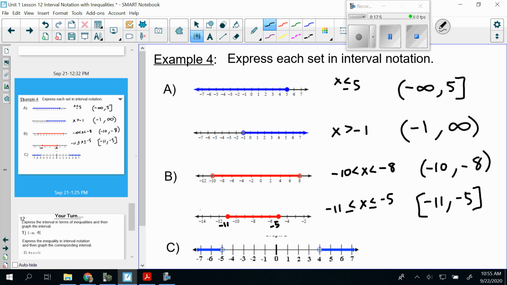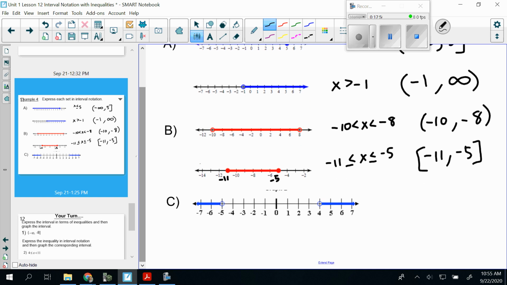C, on this one, a little bit harder now because you got graphs on both sides. So let's try to first write it as an inequality. The one on the left here is all the points less than -5. Or we also have the points over here that are greater than 4. How do we write that in interval notation? Well, since we got two groups of numbers, we're going to have to union together two of these intervals.